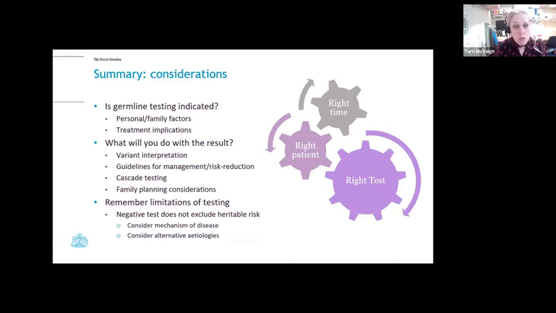And you do need to remember the limitations of each of these tests. And if you can remember only one thing from this talk, remember that a negative test does not necessarily exclude heritable risks. If I ever see any of you write 'not genetic' in a letter, I will come after you.